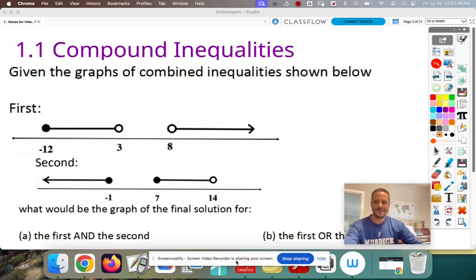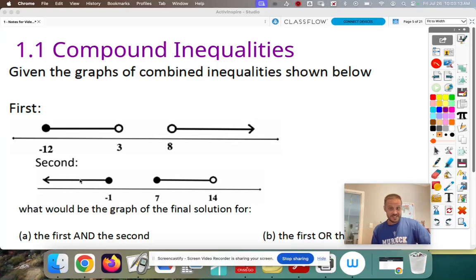All right. Happy day to study compound inequalities. So, given these two graphs, combined inequalities shown below. The first one is showing between -12 and 3 with a closed and open circle, and then greater than 8 all the way up to infinity. This one's from -infinity to -1, and then from 7 to 14. What would be the graph for the first and the second?